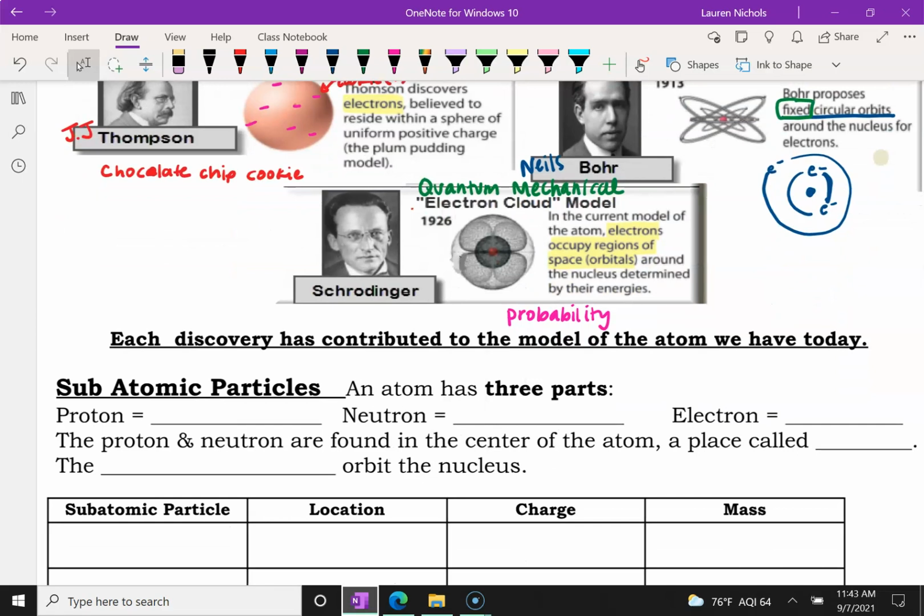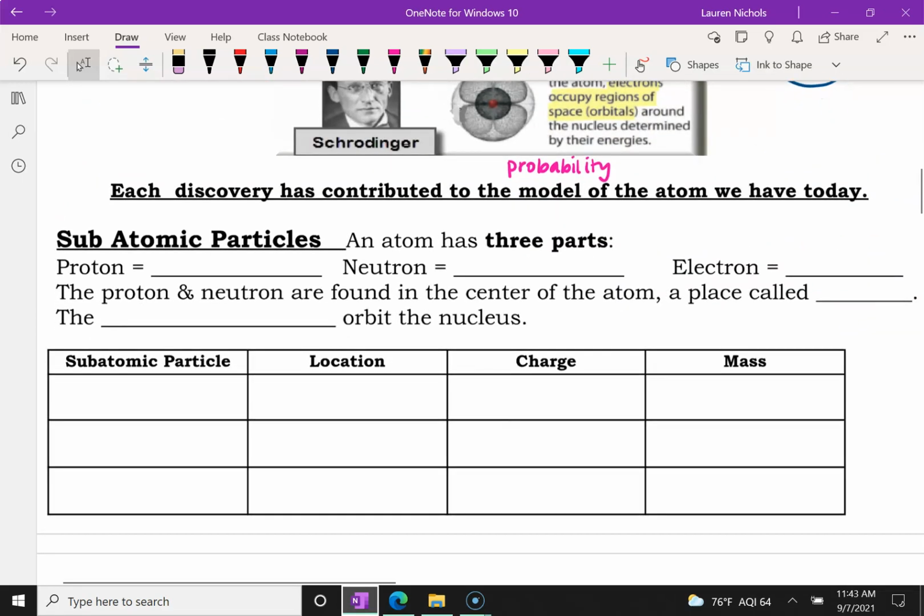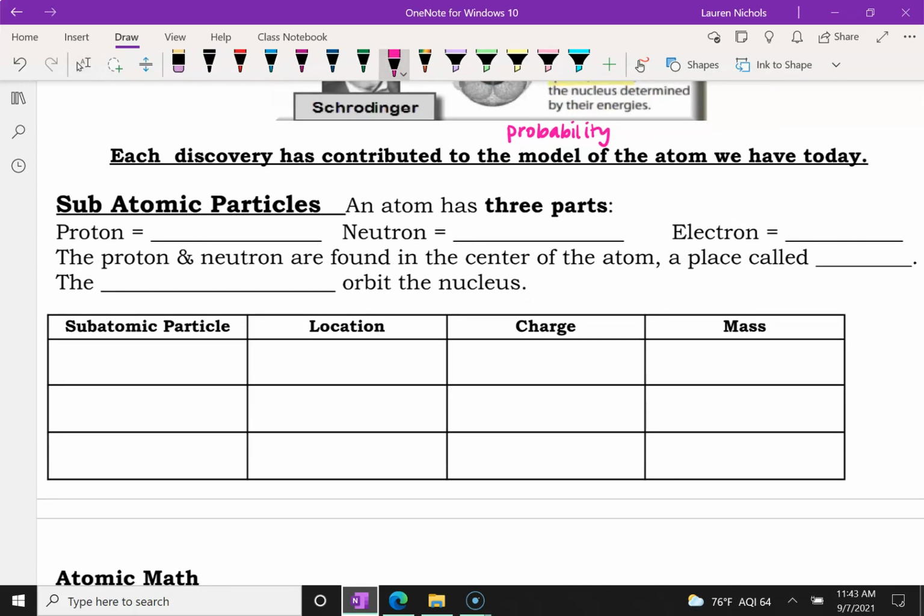Okay, now in these atoms, okay, we have the subatomic particles that were discovered. And so an atom has three parts. You have your proton, which is positively charged and is the symbol P with a plus sign as an exponent. The neutron, which is neutral or zero charge, so it's N with a 0 as the exponent. And an electron is negatively charged, which is an E with a minus sign.